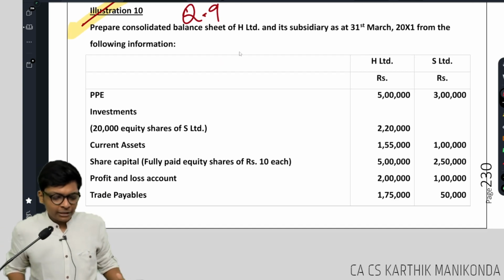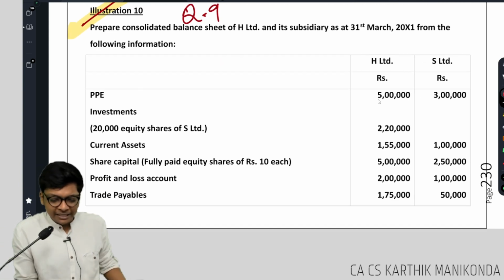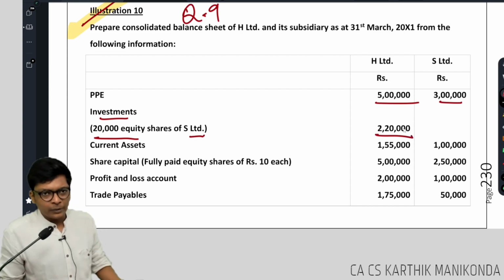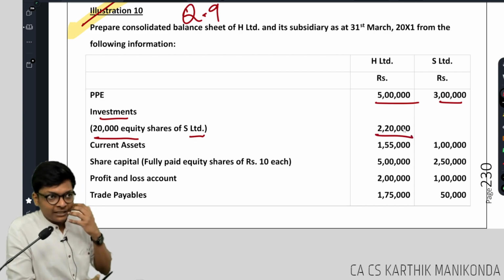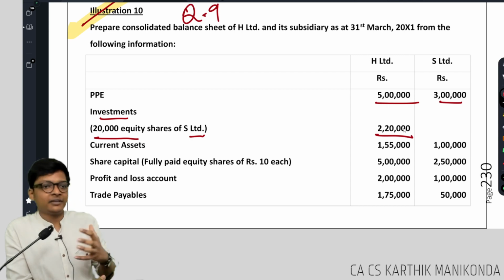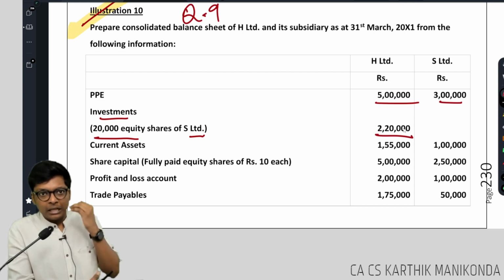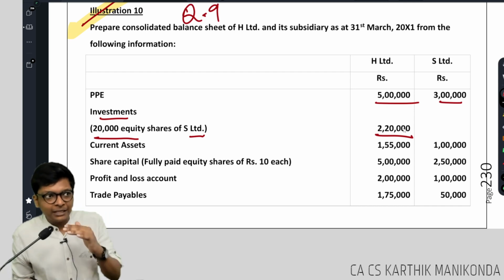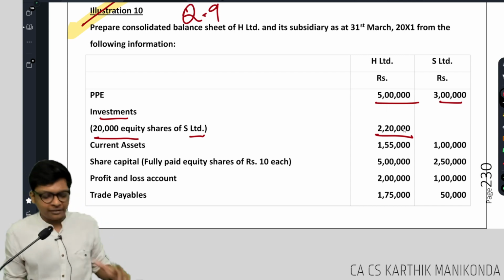Okay. Look at the question, guys. H&S Limited, PPE 5 lakhs and 2 lakhs, investments 20,000 shares of S Limited 2 lakh 20. Trust me, consolidation we will spend easily 25 hours, guys. It's a huge topic. The initial few hours are very important. This sum is going to be a maker or breaker of what you learned in the last 3 hours.